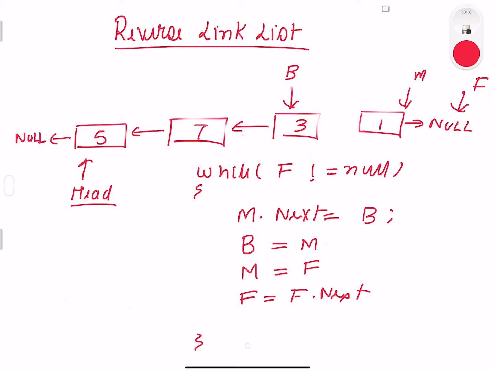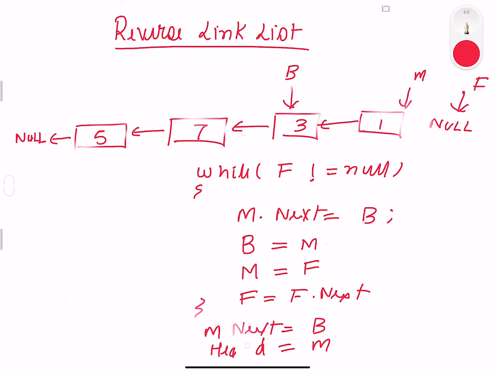Once this is over, since middle.next is pointing to null, we'll say middle.next will be equal to back. So instead of pointing over here, it will actually start pointing to the back node. And then the head is still pointing to 5, so we'll say head will be equal to the middle node. So head will move from here, and head will basically come over here.